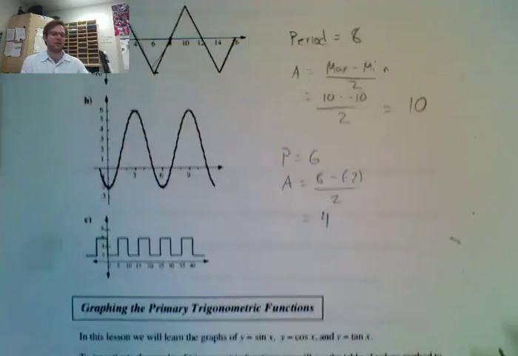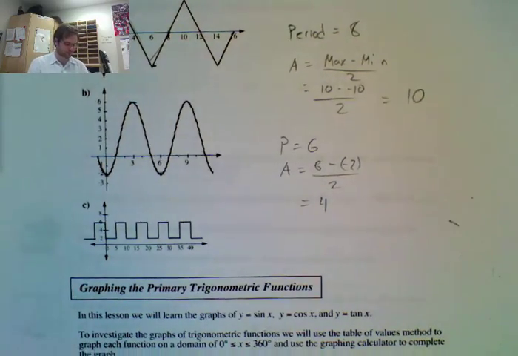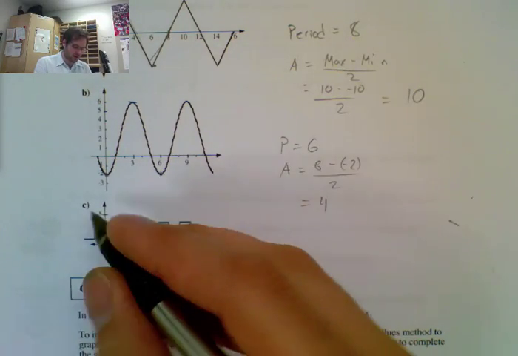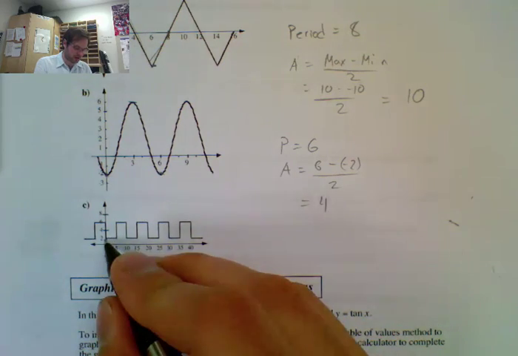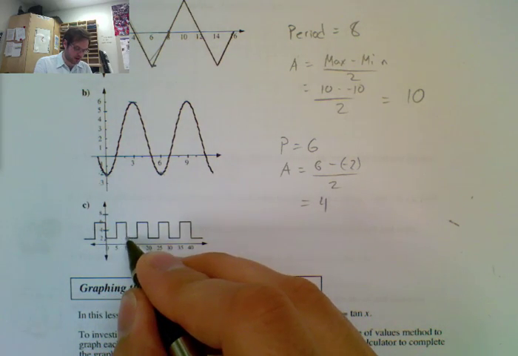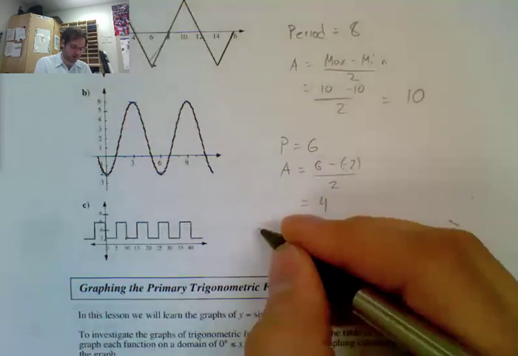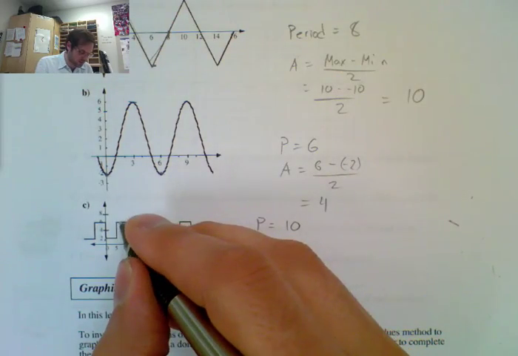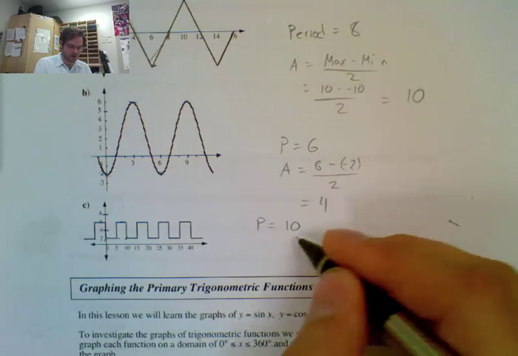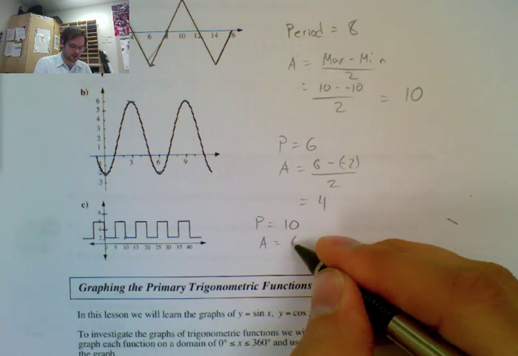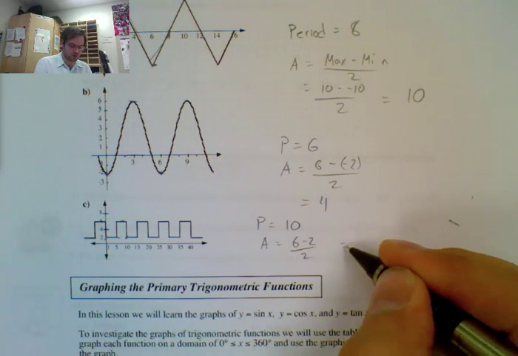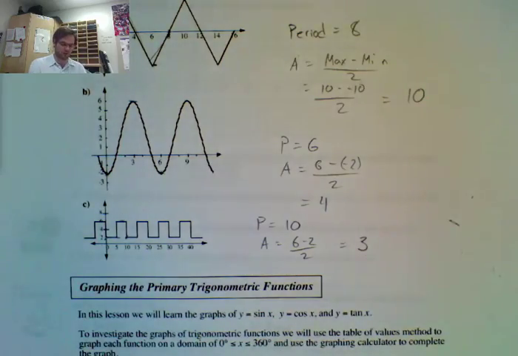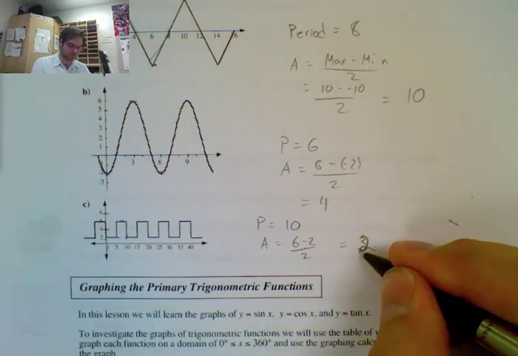Okay? Now the last one is C. Same idea. We want to know my period. I start here, and where does it reset? It resets right there, so my period is equal to 10. And max minus min, we're going from 6 and 2, so my amplitude is 6 subtract 2, divided by 2. Oops, sorry, which will give me 2. All right?